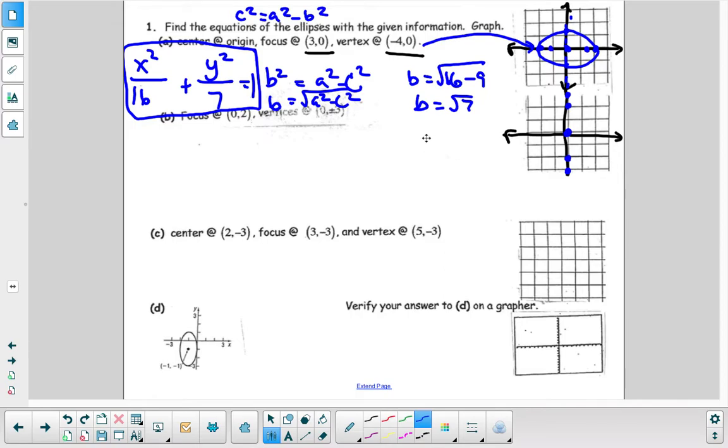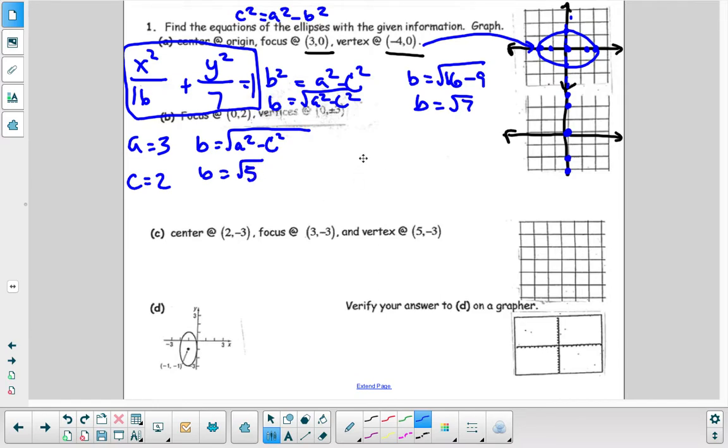We can't get the co-vertices from this. We have enough information to find them, but we can't graph them yet. So to get there, again, we need to use this idea, but we know A is 3 because it's 3 away from 0, 0, and C is 2. C is 2 because 0, 2 is 2 away from 0, 0. So again, B is equal to the square root of A squared minus C squared.